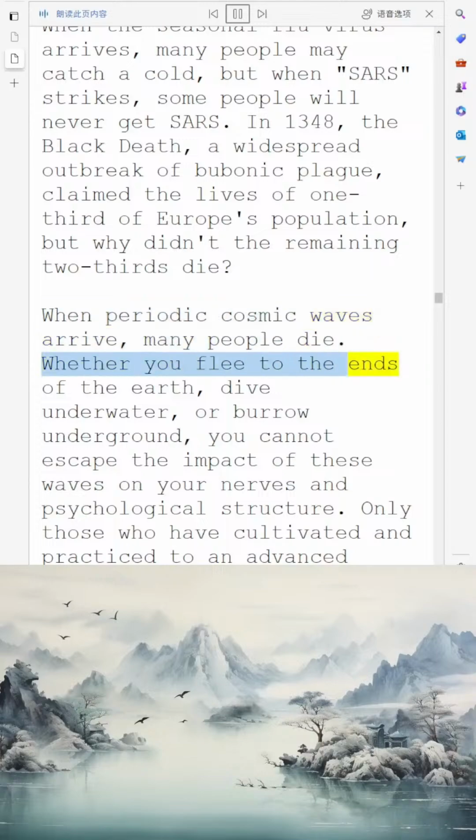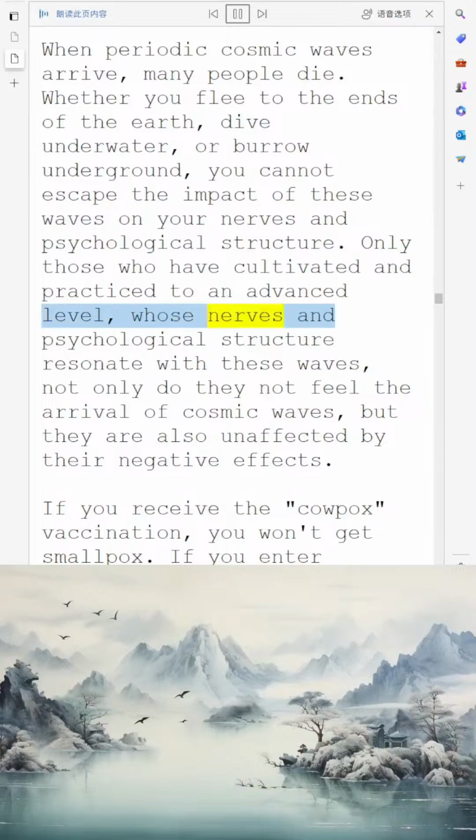Whether you flee to the ends of the earth, dive underwater, or burrow underground, you cannot escape the impact of these waves on your nerves and psychological structure. Only those who have cultivated and practiced to an advanced level, whose nerves and psychological structure resonate with these waves, not only do they not feel the arrival of cosmic waves, but they are also unaffected by their negative effects.